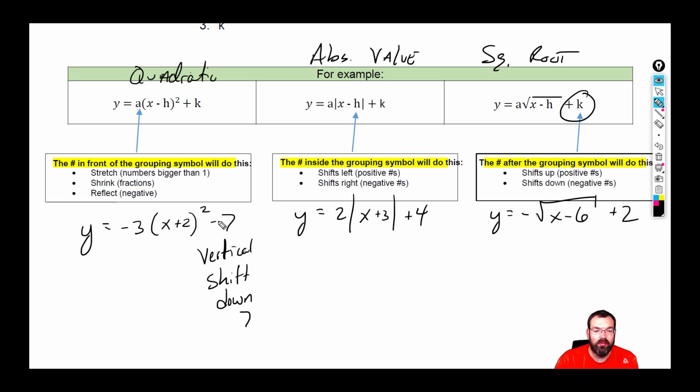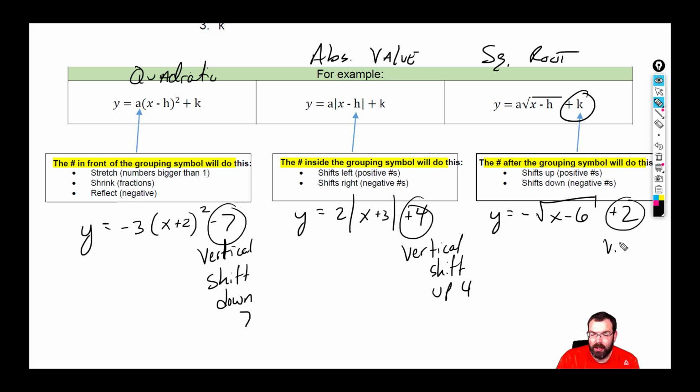So let's go through all of it. This one, number 4, is a vertical shift. Which way? Up 4. What about this one here? A vertical shift up 2. Pretty simple, right? That last number is always your vertical. Okay, now let's go into the horizontal, the h values.